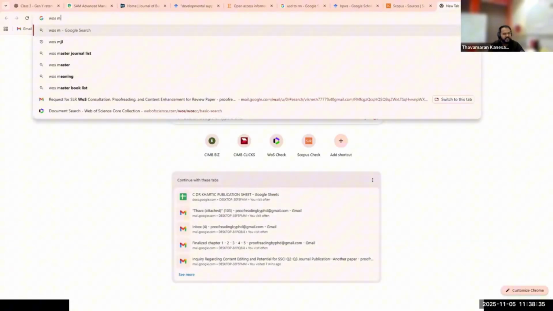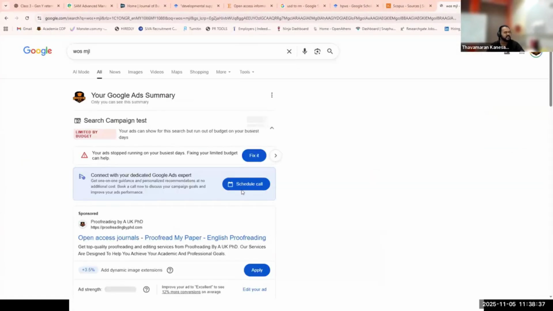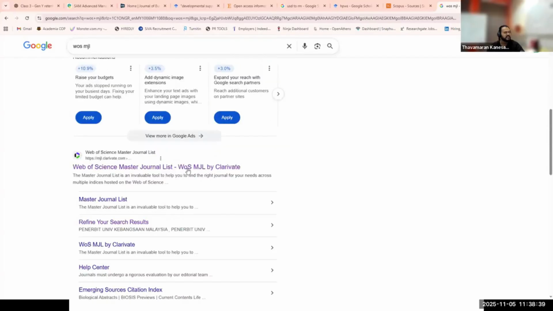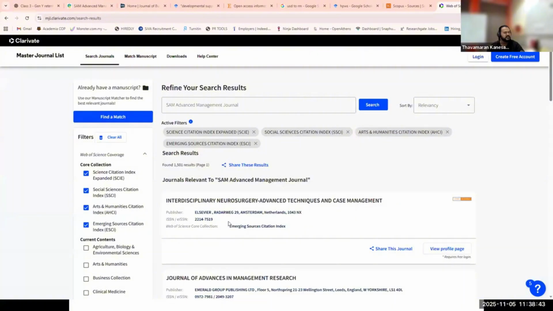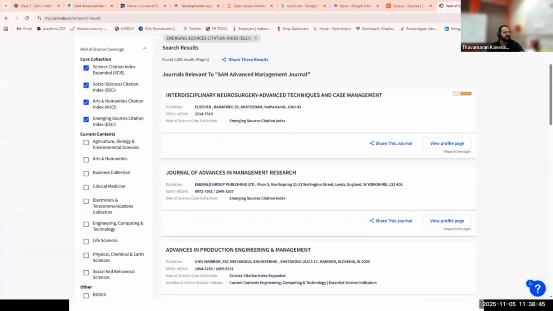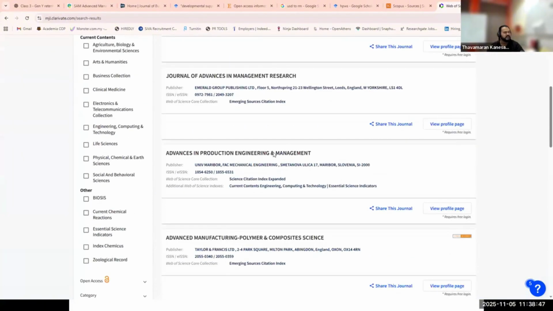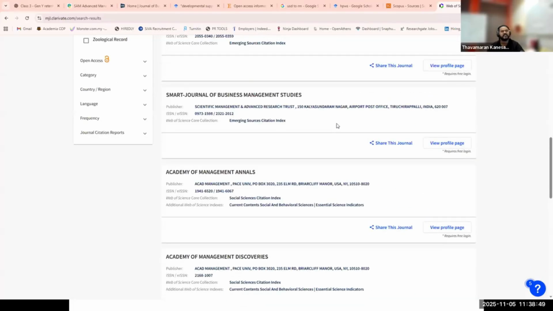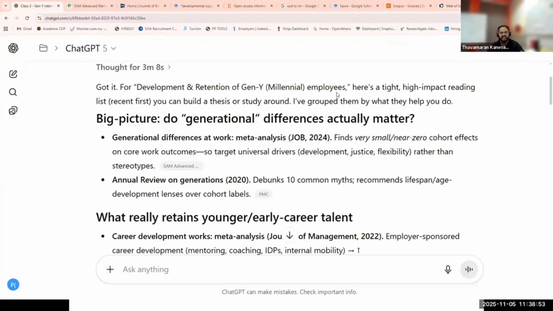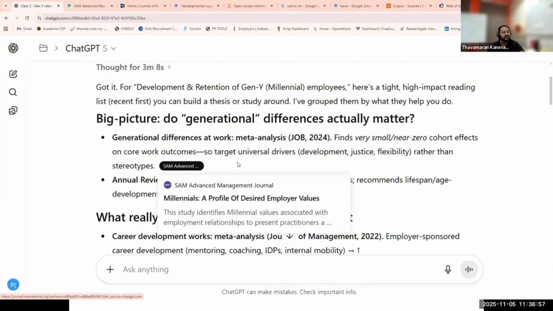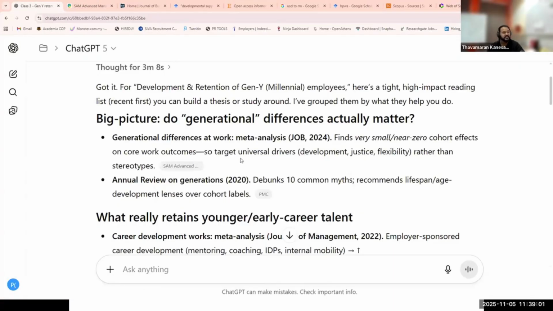Then MJL, Web of Science Master Journal List. Open up, find, search journals. Also don't have. SAM Advanced Management Journal don't have. You see? Don't have, because that journal given by ChatGPT is not even indexed. Forget high impact, it's not even indexed in Scopus or Web of Science. That is such a major disaster.